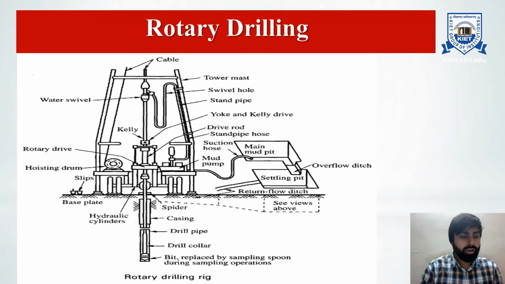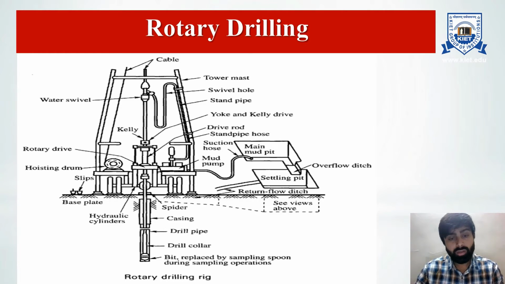The next one is rotary drilling. In the rotary drilling method, the borehole is advanced by rotating a hollow drill rod which has a cutting bit at its lower end. At the top of the drill rod is a rotary mechanism and an arrangement for applying downward pressure. Here the cutting bit is installed, thrust is applied downward, and the bit rotates and cuts.